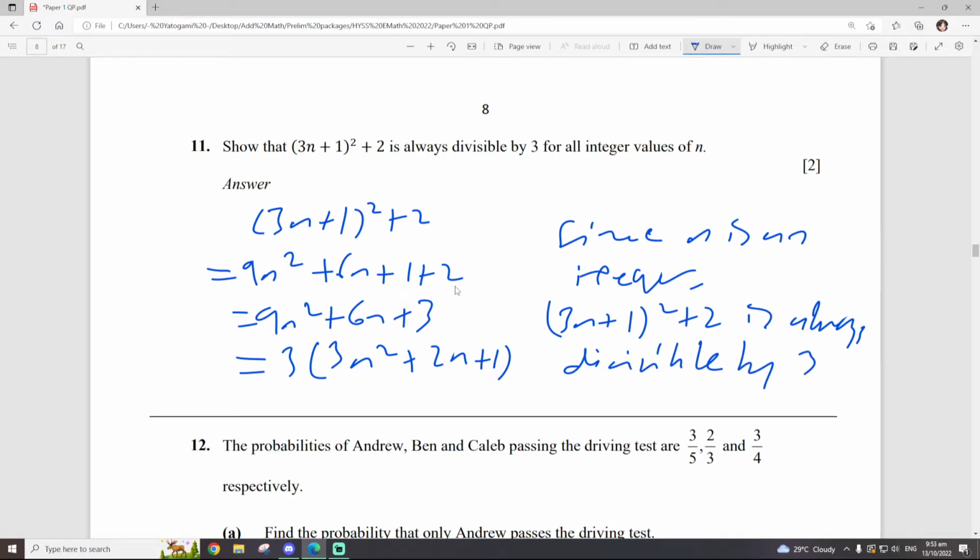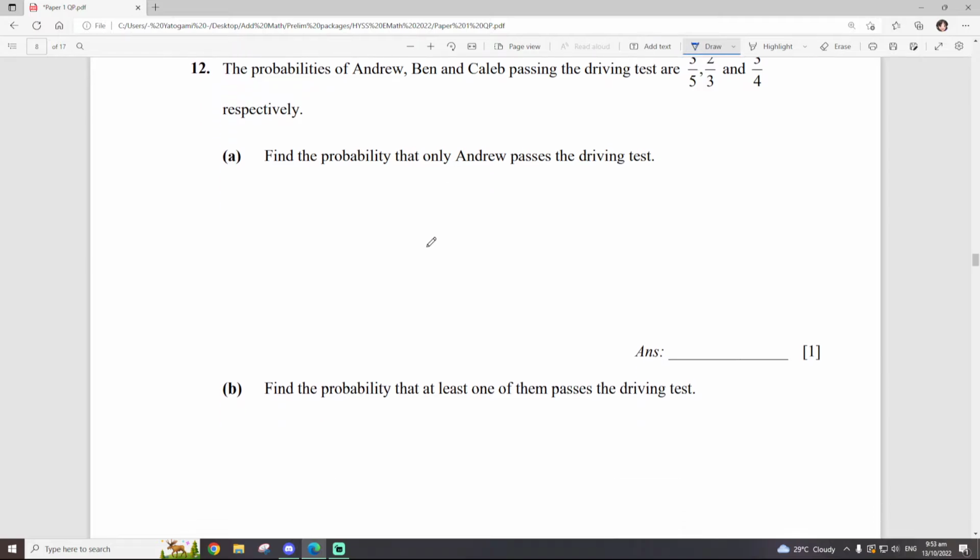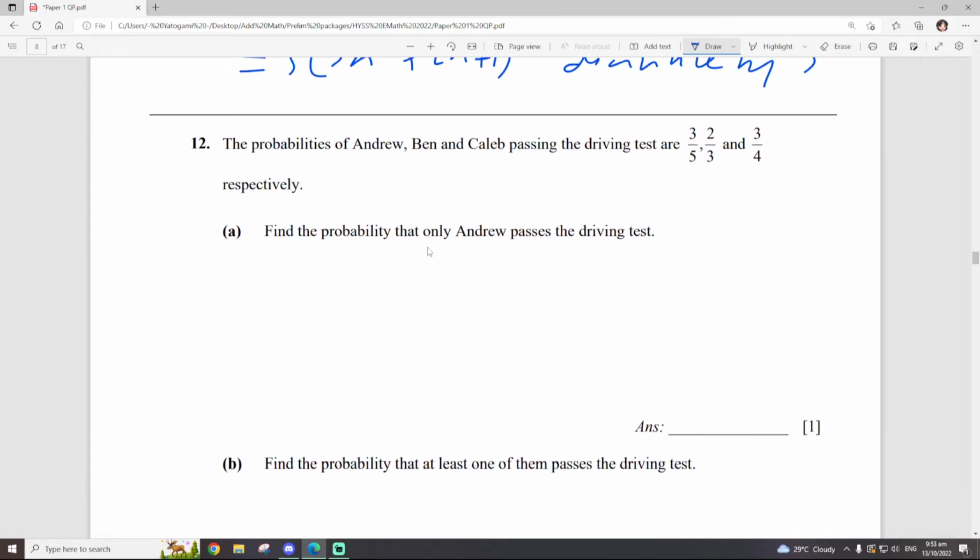Okay. The probabilities of Andrew, Ben, and Kayla passing the driving test are the following. What is the probability that only Andrew passes? So that will be Andrew pass, and Ben fails, and Kayla fails also. So that is 3 over 5 times, if there's a probability 2/3 that they pass, then it's 1/3 that they don't. And 3/4, you change that to 1/4. Okay, then let's see what the probability is. So this and that cancel, so it's 1 over 20.